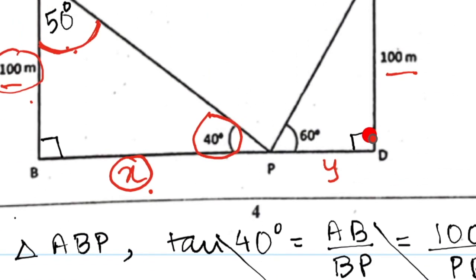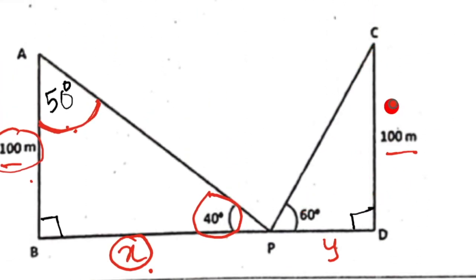And now in the second triangle, we can connect 100 with Y and we can use this 60. Now 60 is not a problem because tan will be root 3. We know the value of it already, so it doesn't really matter. We can rationalize it also.